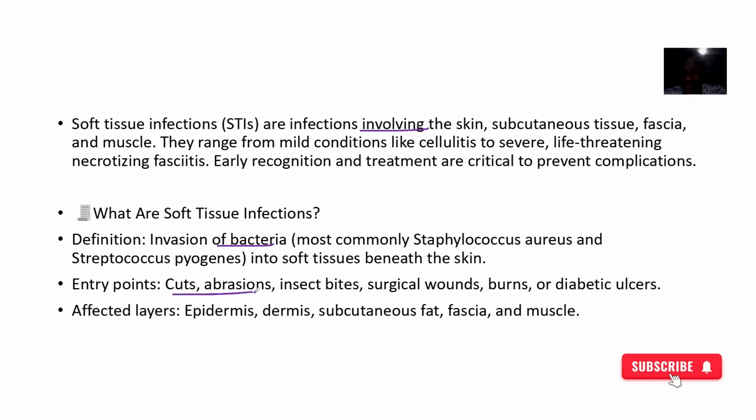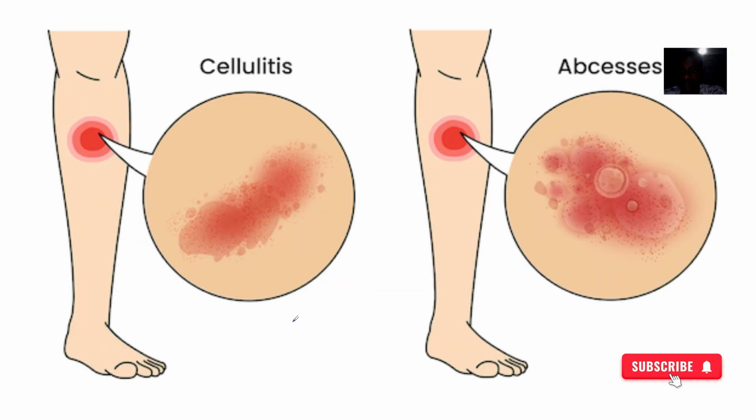So it could be from cuts, it could be from abrasions, it could be from insect bites, it could be from surgical wounds, it could be from burns, it could be from diabetic ulcers. So usually affect the skin on top, the skin underneath, the subcutaneous fat, the fascia, and also muscles are affected.